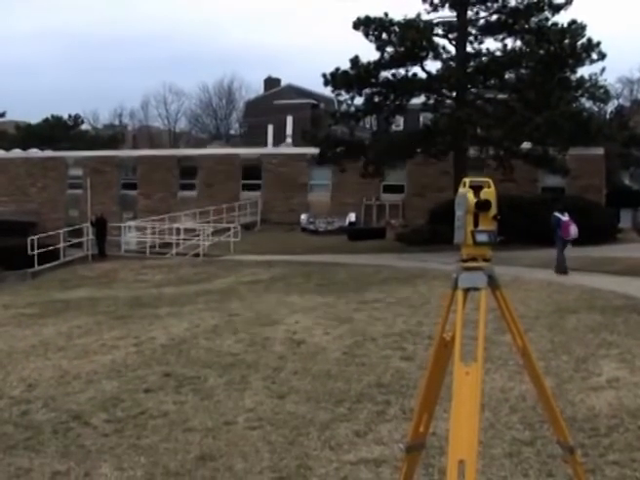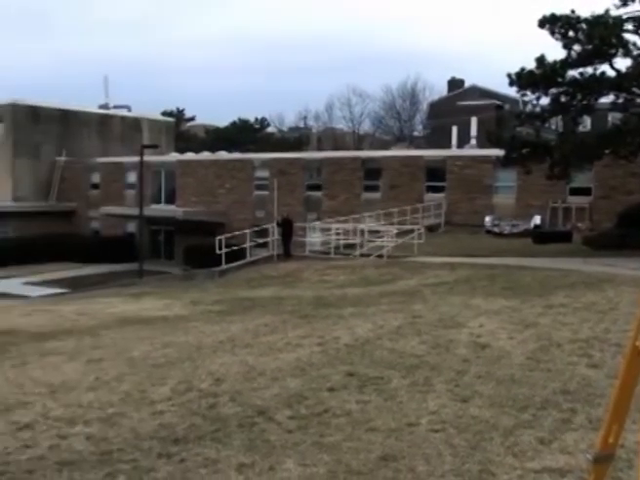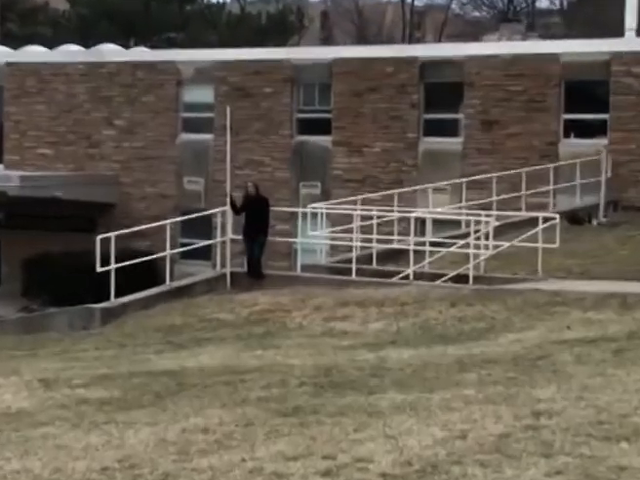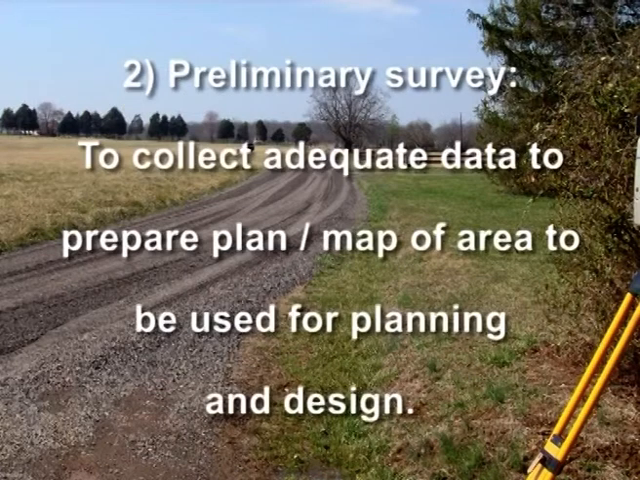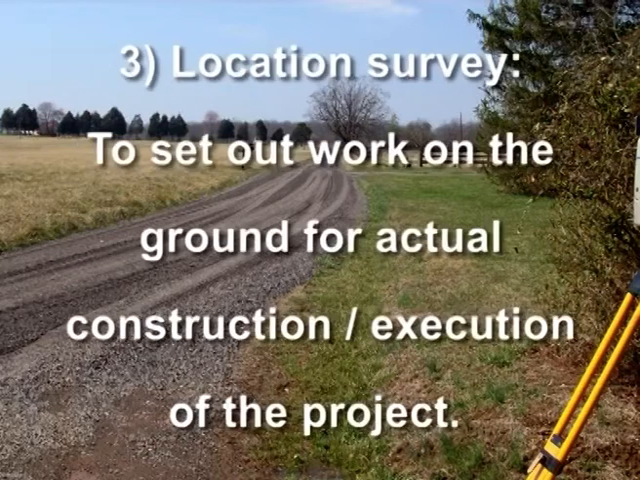Engineering survey. To collect the requisite data for planning, design and execution of engineering projects. There are three broad steps to be taken. One is the reconnaissance survey to explore the site conditions and availability of infrastructures. Number 2, a preliminary survey to collect adequate data to prepare a plan or a map of the area to be used for planning and design. Number 3, location survey to set out work on the ground for actual construction or execution of the projects.